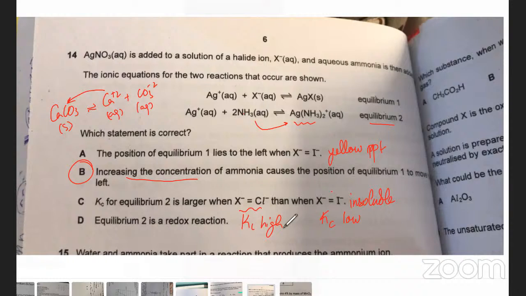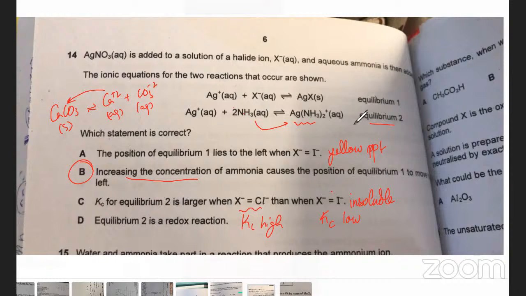Sorry, just one second. This option number C. Remember this one. First thing. I got C wrong. Cl minus 1 and I minus 1 have nothing to do with the Kc. Cl minus 1 and I minus 1 actually affect the first equilibrium, because they're not even present in the second equilibrium. So the whole explanation was actually wrong. Let me do this again.